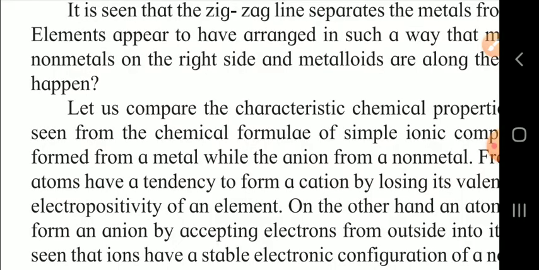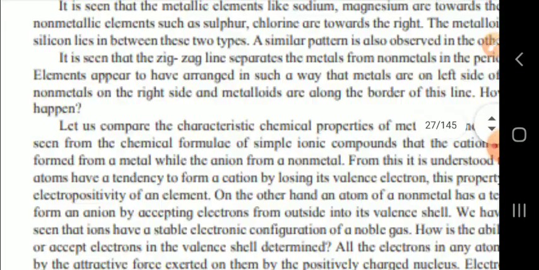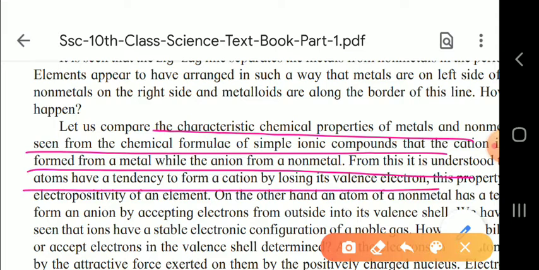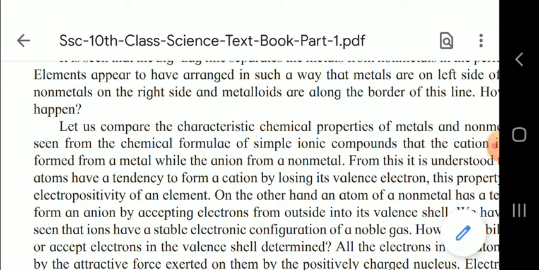So you have to underline this fully. This is a very important point, because a question comes: what is electropositivity? What do you understand by electropositivity? On the other hand, an atom of a non-metal has a tendency to form an anion by accepting electrons from outside into the valence shell.